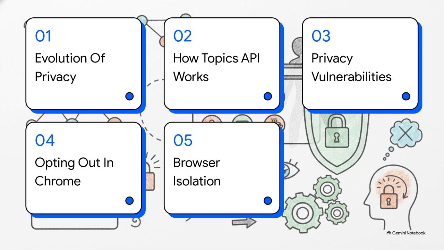First, we'll cover the evolution of Chrome privacy. Second, exactly how the Topics API works. Third, the lingering privacy vulnerabilities. Fourth, how to opt out in Chrome. And fifth, we'll look at the browser isolation solution.